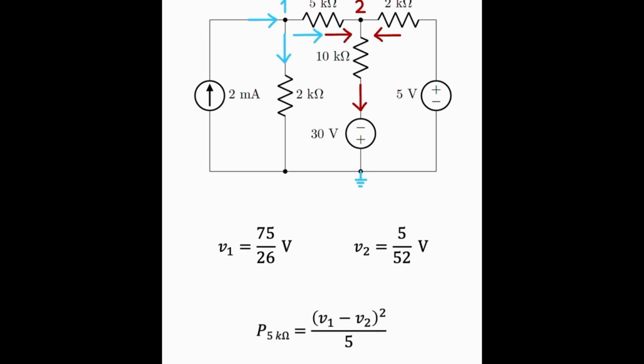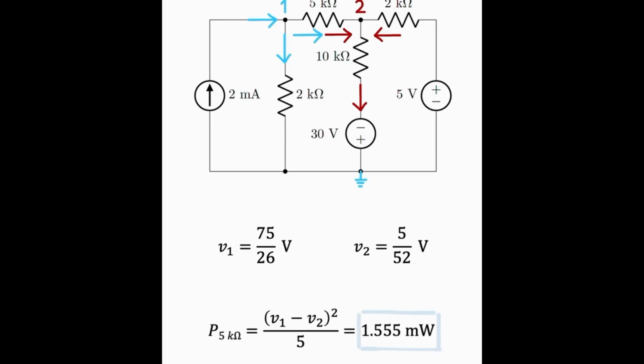V1 minus V2 all squared over 5. So that's V squared over R, basically. Substituting the values, we get 1.555 milliwatts. So this is the power dissipated by the 5 kilo ohm resistor in the circuit.